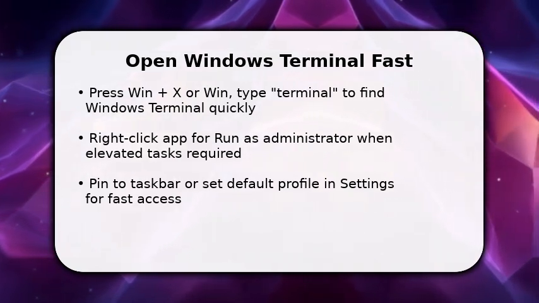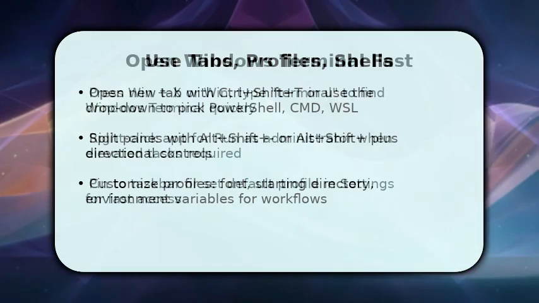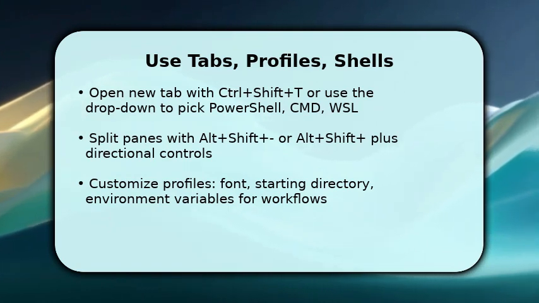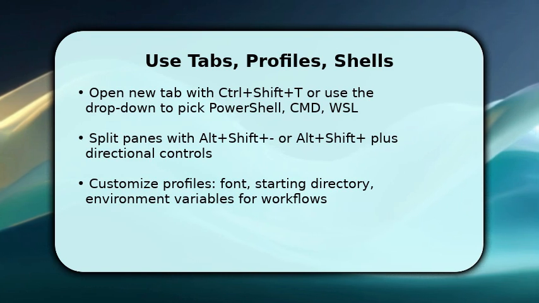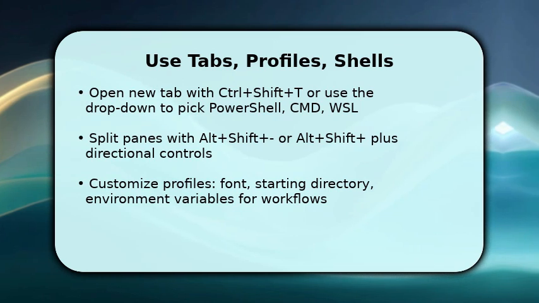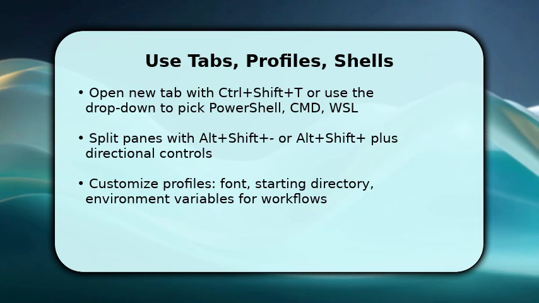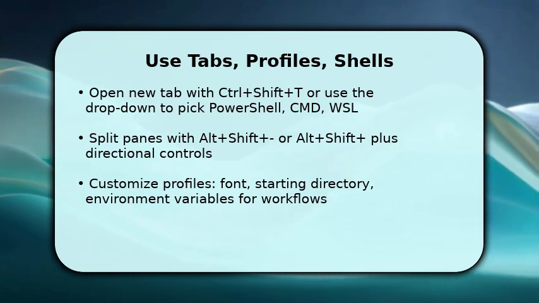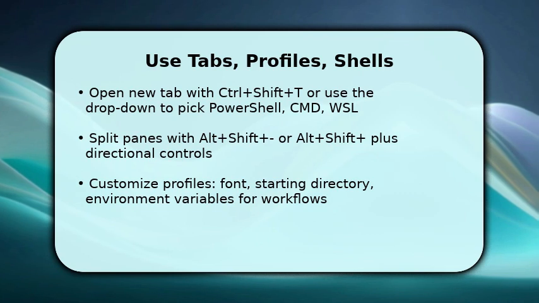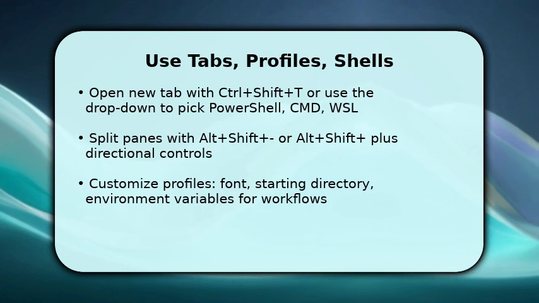Now configure and use multiple shells and panes to work efficiently. Open a new tab with Ctrl plus Shift plus T or pick PowerShell, Command Prompt, or WSL from the drop-down. Choose the shell that matches your task. Split panes with Alt plus Shift and the minus or equals keys to run parallel commands and resize them with the mouse. Customize each profile's font, color scheme, starting directory and environment variables so tools launch in the right context. This prevents confusion and speeds scripted work.